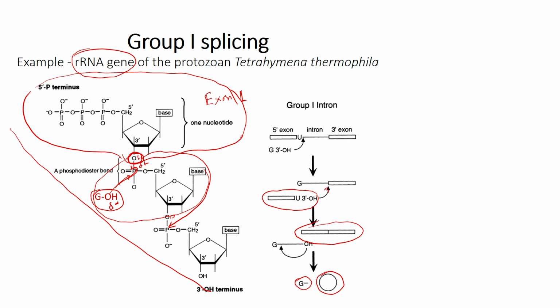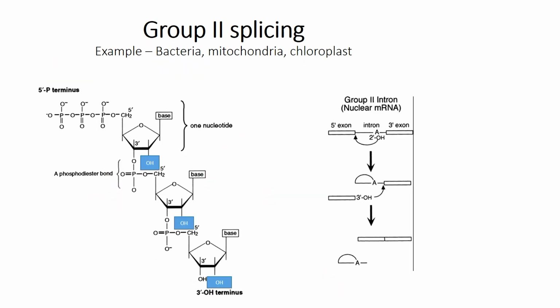Now with this, let us go to another kind of splicing, that is group 2 splicing. Where is group 2 splicing found? This is found in bacteria. It is not that all the bacterial genes are spliced. It is not that all mitochondrial genes or RNAs are spliced. It is not that all chloroplast RNAs are spliced, but some of them do get spliced. Wherever the splicing is there, the group 2 splicing mechanism works.